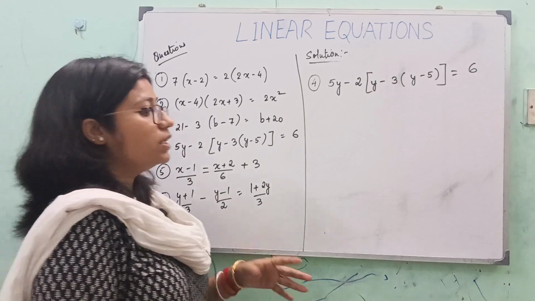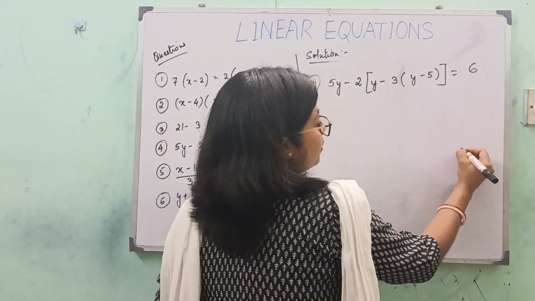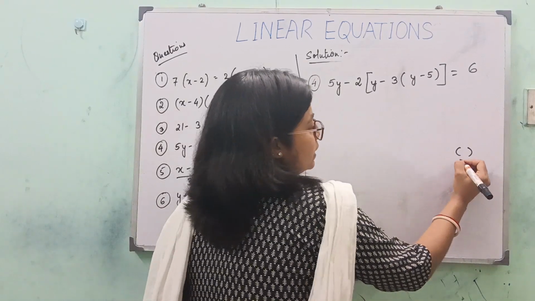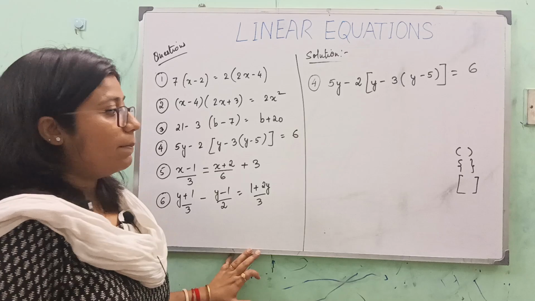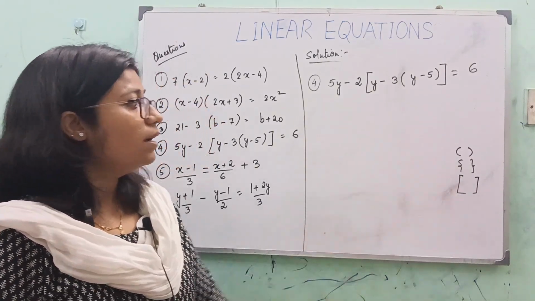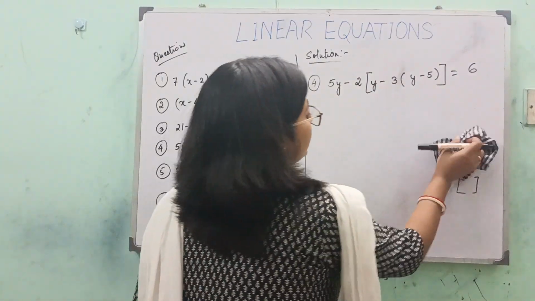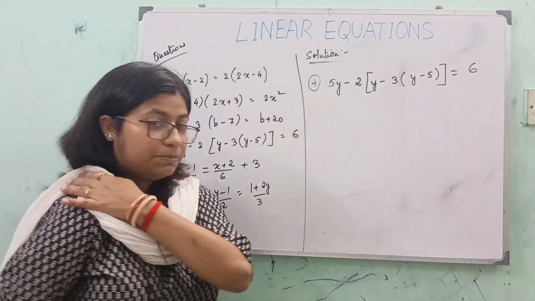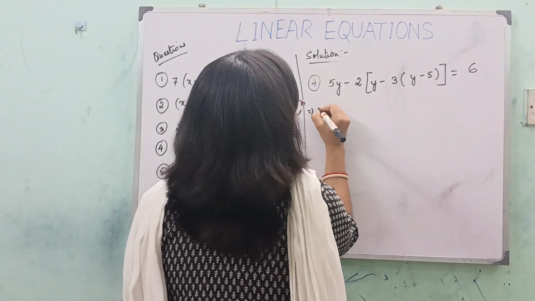So we already have learnt, when we were learning about brackets, how to solve the brackets. First we open this bracket, then we open the curly braces, and then we go to open the square brackets. So first the round brackets, then the curly brackets, and then comes the rectangular or the square brackets. So similarly here also we will first open this bracket. Alright, so let us start solving.